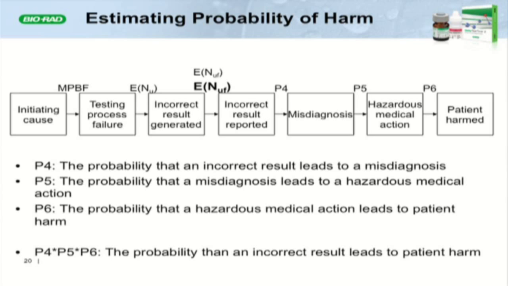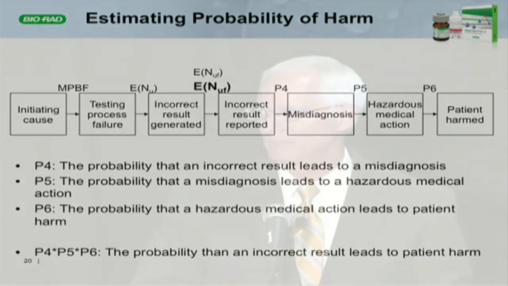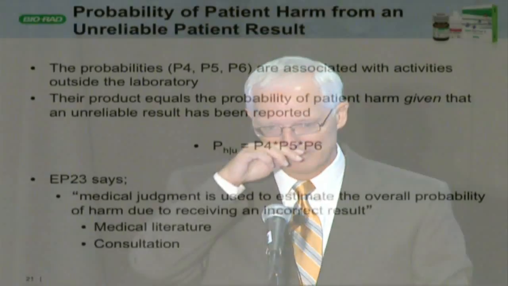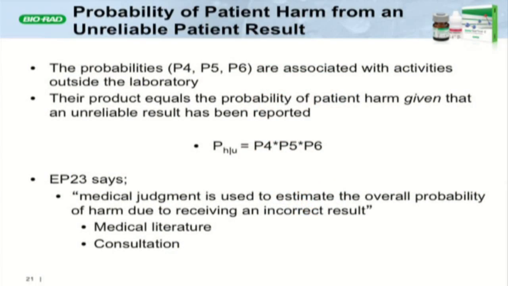The product of those four, if you knew them all and you multiplied them all together, would just be the probability that an incorrect result that was reported leads to patient harm. And we might as well just lump it all together. There's no sense in us trying to estimate them individually. We just need an assessment of the probability that a reported incorrect result will lead to patient harm. What's that probability? So I'm going to lump them together, and I'm going to use this notation.